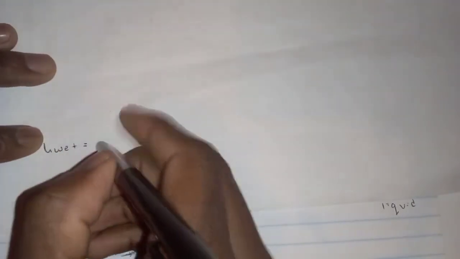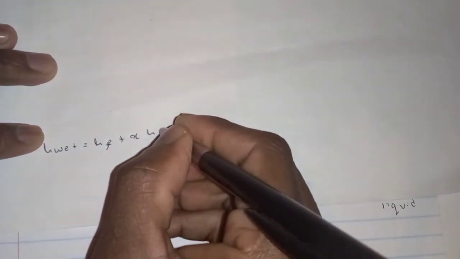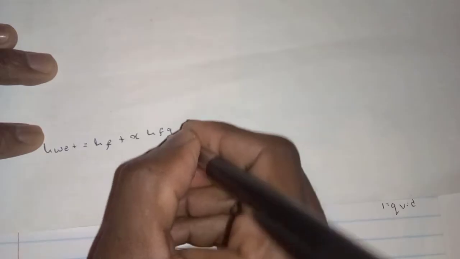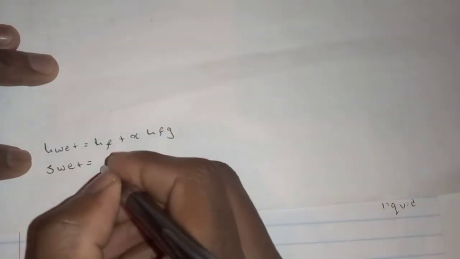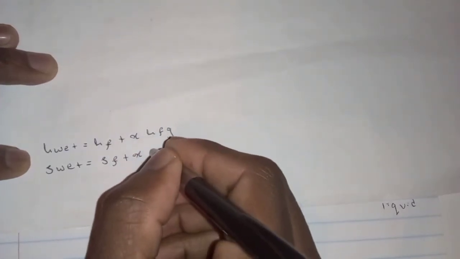So we know H wet, which is wet steam. It's calculated using the formula Hf, rather, plus x Hfg. So whenever you are dealing with wet steam, this is the formula that you're going to use. Or you're going to use S wet, which equals Sf plus x times Sfg. That is the formula for wet steam.